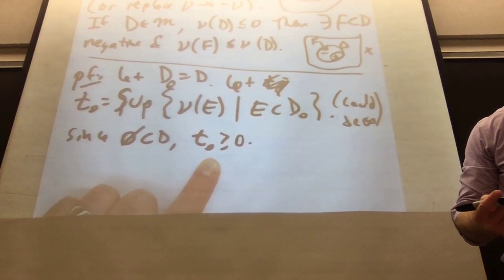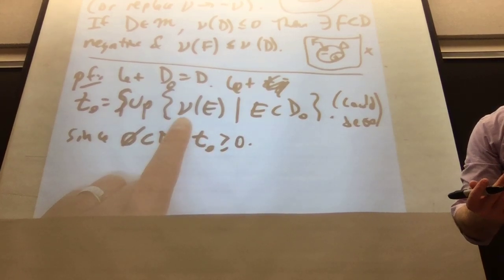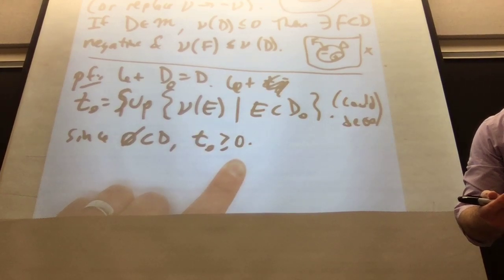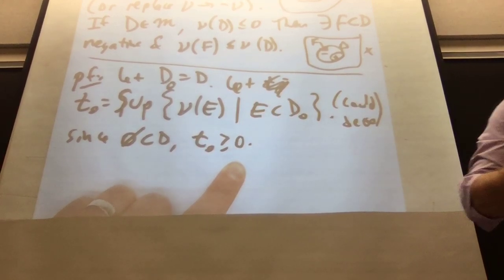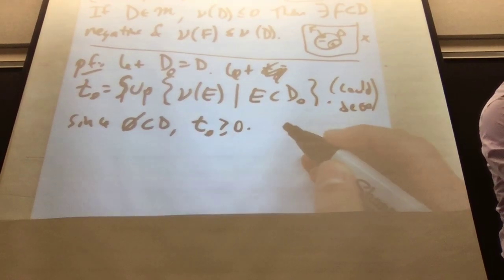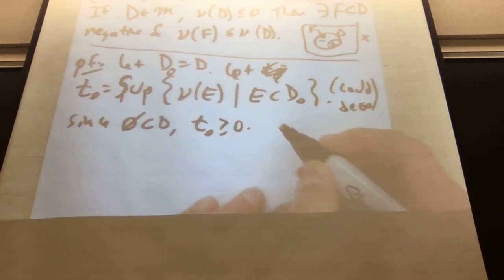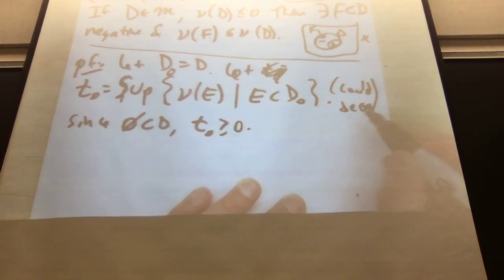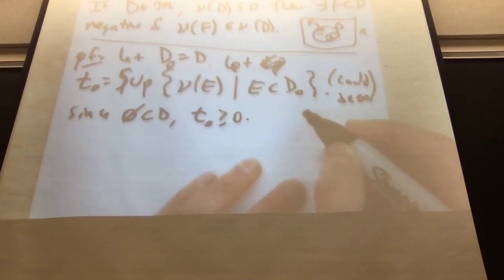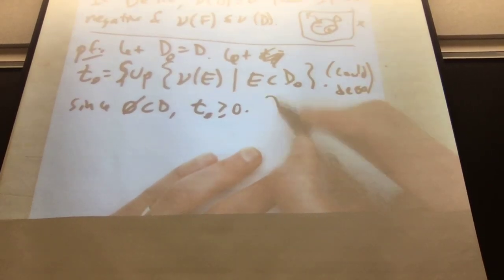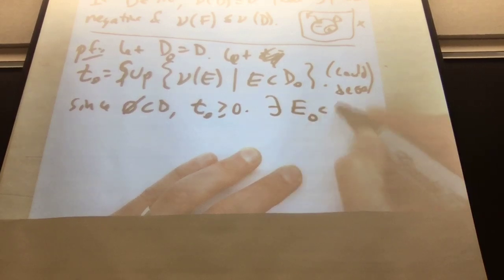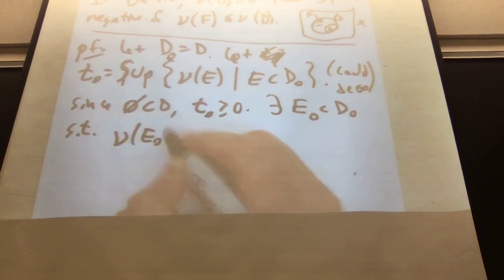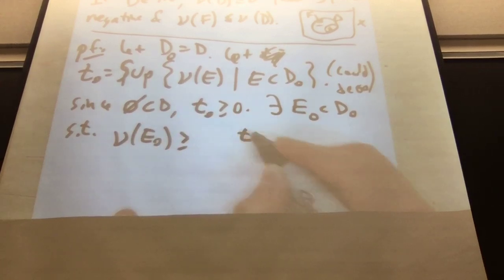If t0 is equal to 0, then d is already negative because the largest value of any subset of d isn't positive. So it doesn't have a positive subset. Okay. But even if that is the case, we can continue with the proof. So whether t0 is positive or not, and whether it's infinite or not, doesn't actually matter. There does exist some subset, let's call it E0 of D0, such that the new measure of E0 is at least, well, T0 over 2, say.